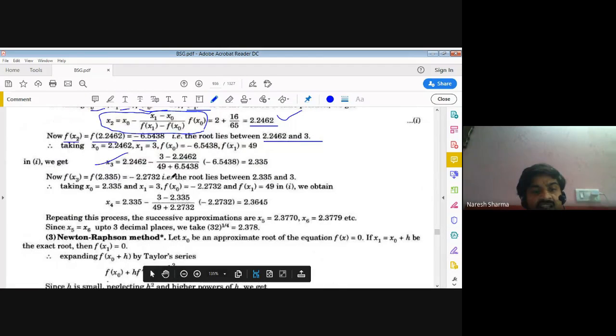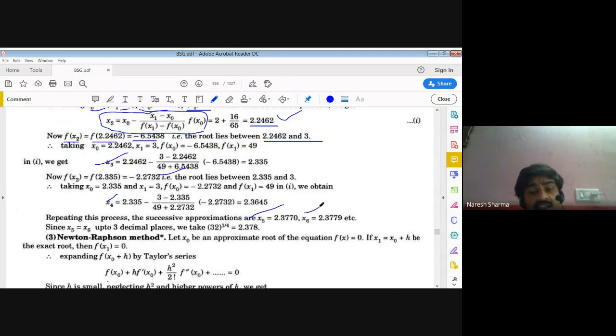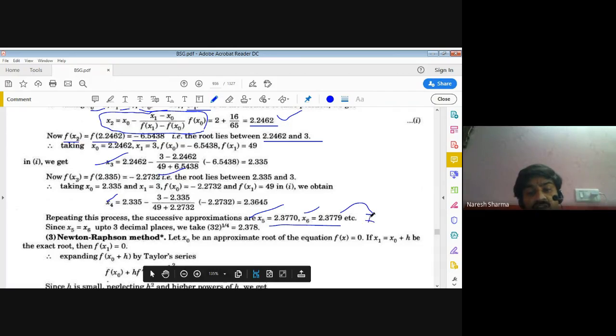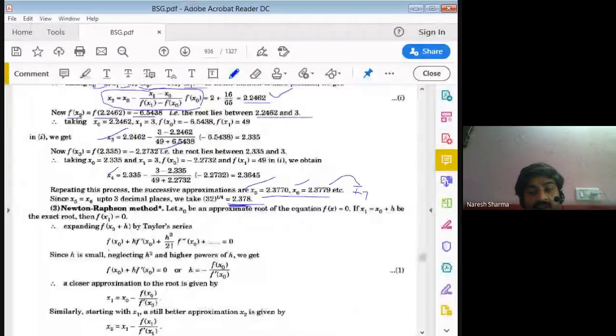You can find x3, then check where the root lies, then x4, x5, x6, and check your desired accuracy. If you see this, up to 3 to 4 decimals, this gives you the same result. If you feel, you can go for one more, x7, for a better approximation. So you get your result here. The value is something near about 2.378. Hope it's okay. So this is your bisection method, sorry, regula falsi method, which is also called the false position method. Okay, I'm stopping here. Thank you.